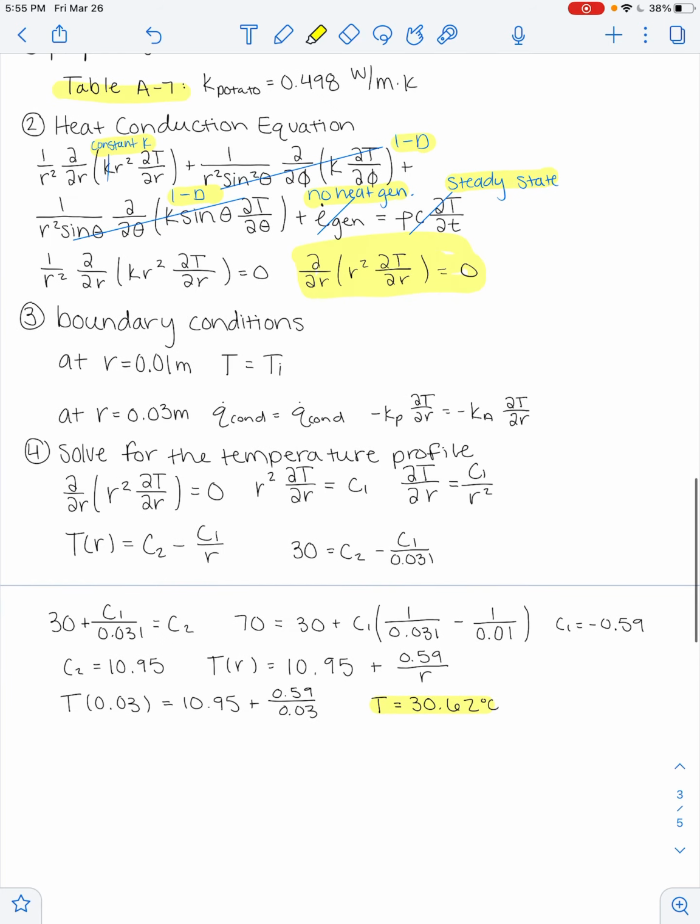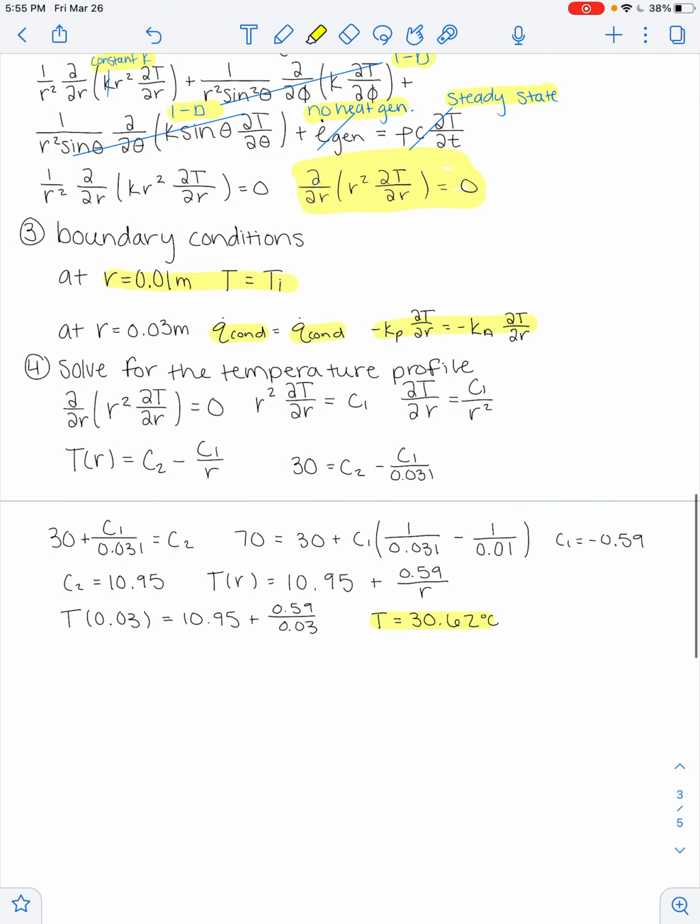And using the two boundary conditions that are present, which is the known temperature at 0.01 meters, as well as the fact that the heat fluxes through the two materials should be equal at the interface, we can solve for the temperature profile and solve for C1 and C2 using the known boundary conditions to obtain the following temperature profile, and then plug in the radius of interest, which is 0.03 meters, to find that the temperature of the interface should be 30.62 degrees Celsius.